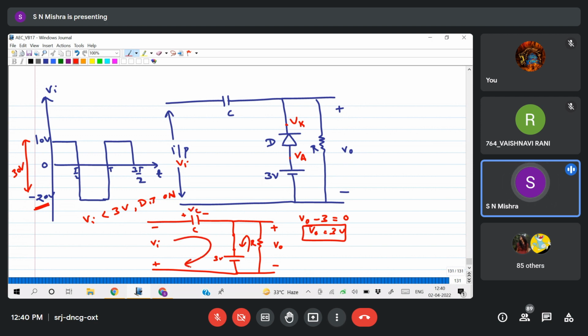If you apply KVL here, plus to minus, minus Vi, then minus Vc, minus 3 equals to 0. So Vc equals to minus Vi minus 3. So the maximum voltage of Vi is minus 20. So minus 20 minus 3, that is minus 23 volt.